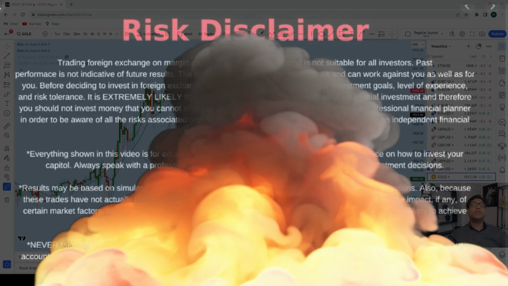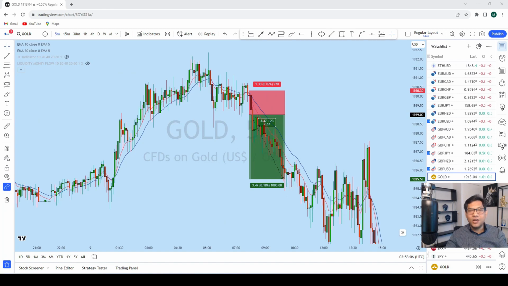Okay traders, so let's see this trade. This is a real trade taken with the real money. So first let's look at this trade, in what situation I have opened, and then I will show you in what situation I have added another position to it.